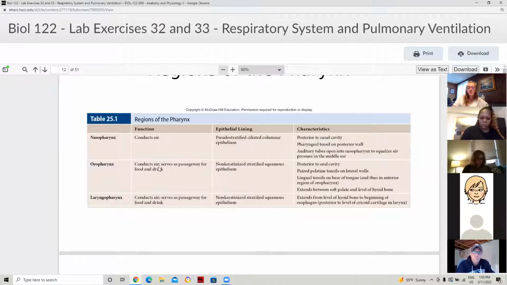So oropharynx conducts the air and serves as a passageway for food and drink. It contains non-keratinized stratified squamous epithelium. It's posterior to the oral cavity, and it's got paired palatine tonsils. Lingual tonsils on the base of the tongue. The laryngeal pharynx contains non-keratinized stratified squamous epithelium, and it extends from the level of the hyoid bone to the beginning of the esophagus.